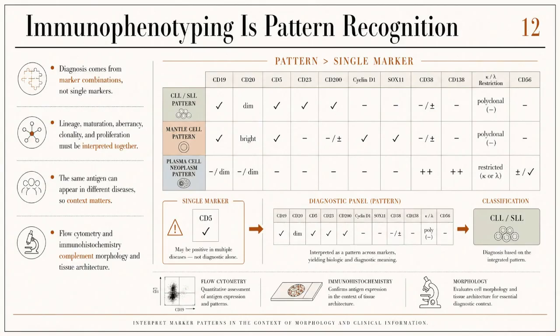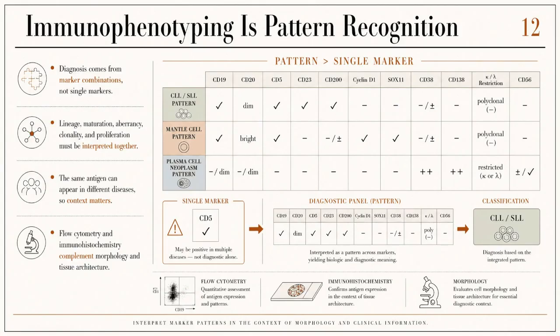For histotechnologists, this means maintaining rigorous standards in staining protocols, antibody validation, and flow cytometry assay performance. Consistency and reproducibility in these technical steps provide the foundation for accurate pattern recognition by pathologists. Ultimately, immunophenotyping exemplifies how multiple data points converge to form a diagnostic pattern, underscoring the importance of expertise and attention to detail in the laboratory.